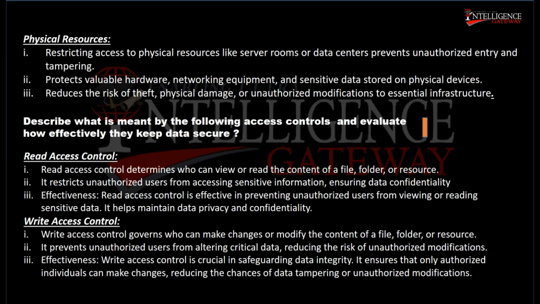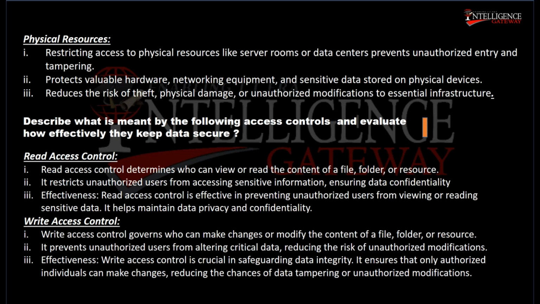Describe what is meant by the following access controls and evaluate how effectively they keep data secure. Read access control. Read access control determines who can view or read the content of a file, folder, or resource. It restricts unauthorized users from accessing sensitive information, ensuring data confidentiality. Read access control is effective in preventing unauthorized users from viewing or reading sensitive data. It helps maintain data privacy and confidentiality.